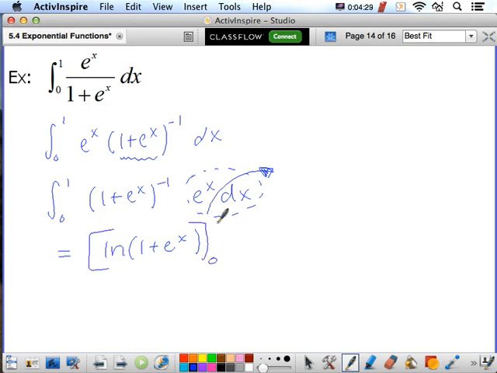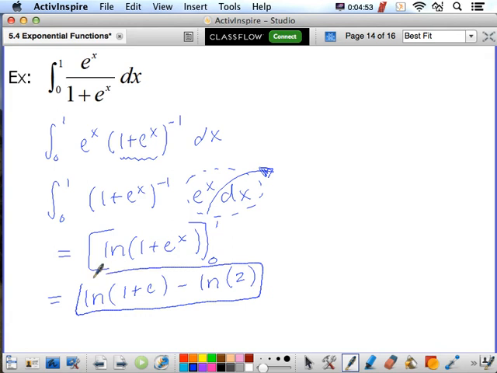And we're going to integrate from 0 to 1. So that just means we're going to substitute in 1. So we have the natural log of 1 plus e to the 1 minus the natural log of 1 plus e to the 0. What's e to the 0? 1. So 1 plus 1 is 2. So here's one possible answer: the natural log of 1 plus e minus the natural log of 2. A lot of times you're going to see it written this way: natural log of 1 plus e all over 2, simply because two natural logs subtracted become a single natural log of the two things divided.